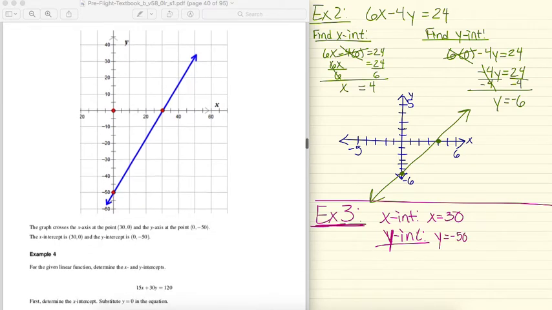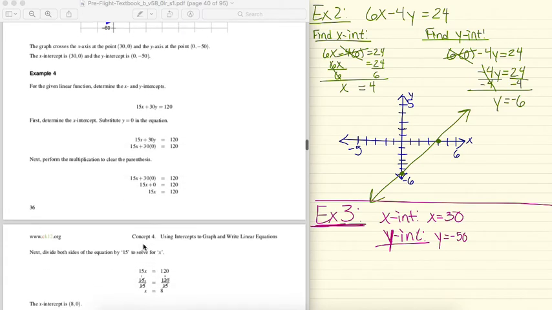Now, if you look at your textbook, it goes through and it writes them as ordered pairs. I really don't care which way you write it, saying x equals and y equals, or writing it as an ordered pair. Both is fine for me.